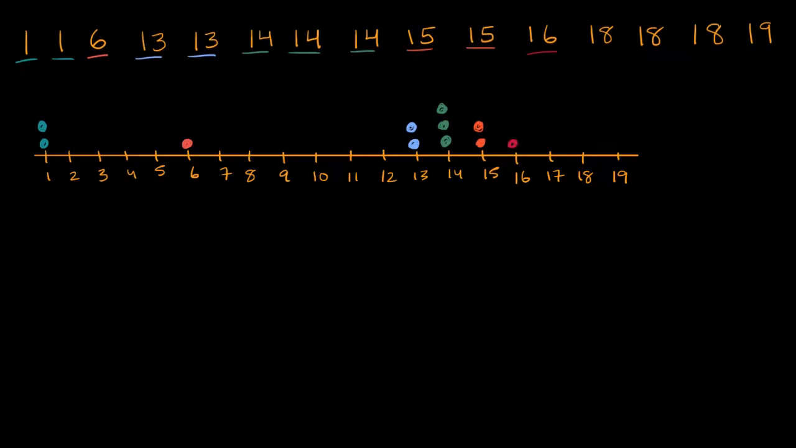We have 3 18s, 1, 2, 3. So 1, 2, and then 3. And then we have a 19.